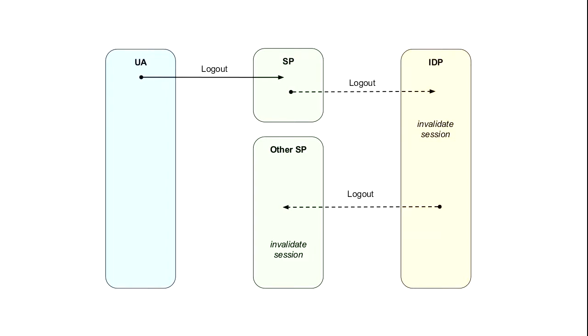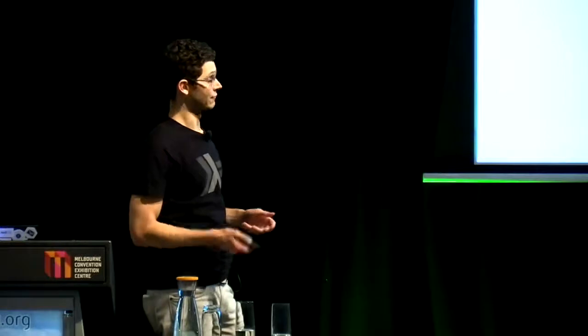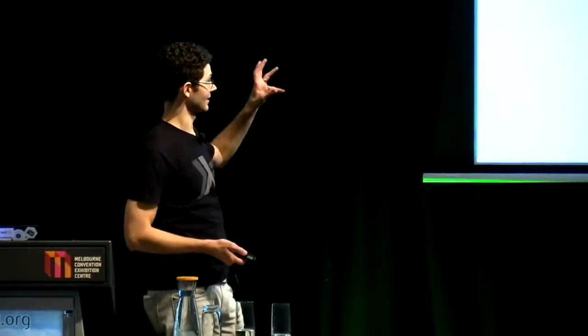There are two main approaches. One is a back-channel approach, where when a user logs out of an identity provider, it hits a service provider at a registered callback to inform it that the user session for a particular user is no longer valid.